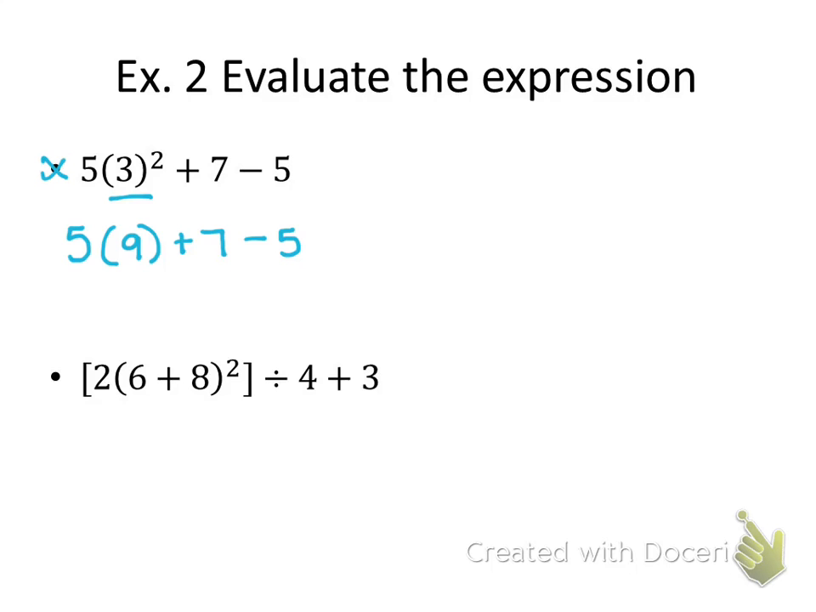Do you see multiplication in this problem? Yes, 5 times 9. So I do that next. 5 times 9 is 45. Plus 7 minus 5. Now, the only operations I have left are addition and subtraction. And remember, those are considered equal. So I just go from left to right. 45 plus 7 is 52. 52 minus 5 is 47. And that would be my final answer.